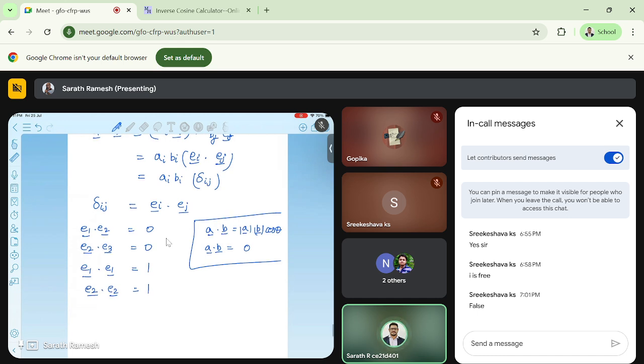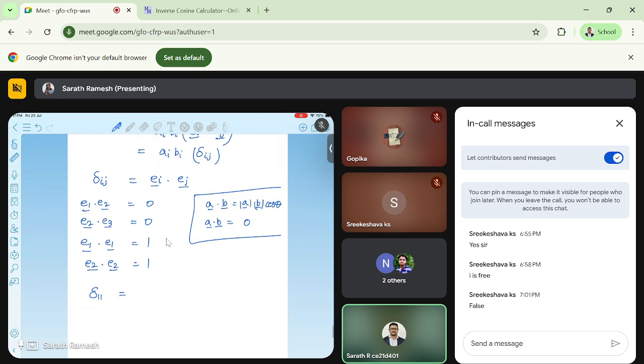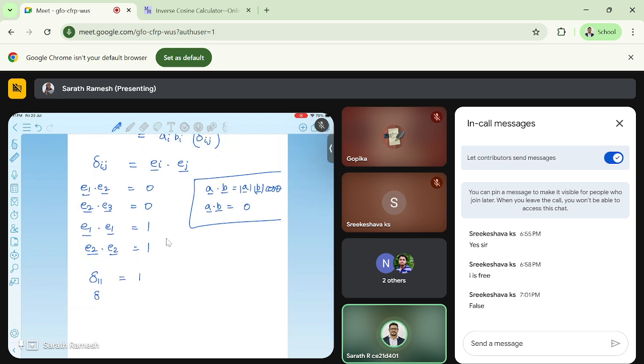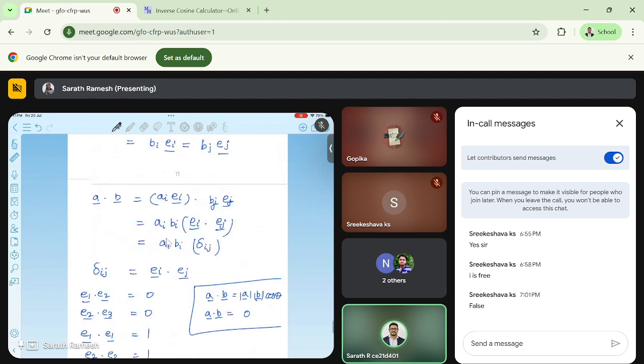Fine, so now let us move back. If I am asking what is delta 1 1? 1, right? What is delta 1 2? 0. Delta 3 1? 0. Delta 3 3? 1. If the indices are the same, then it is 1. So we are defining delta ij as 0 if i is not equal to j, and 1 if i equals j. This is the definition of the Kronecker delta. The symbol is called Kronecker delta, and it comes from the definition of the dot product of two vectors.